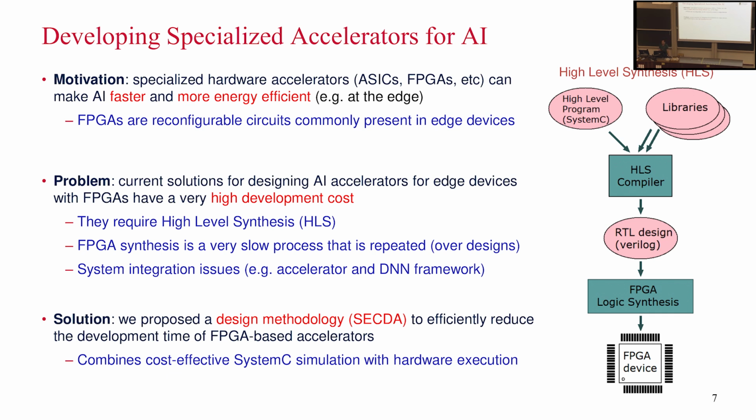The problem is that the current solutions that we found for developing AI accelerators on edge devices have high development costs, and today some people have also been discussing that. Can anybody imagine what the main bottleneck is here to develop accelerators? Any guess? Programming. Okay, true. Yes. And because of that, we have HLS, right?